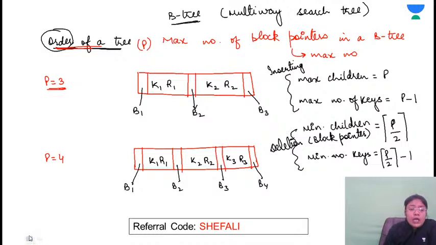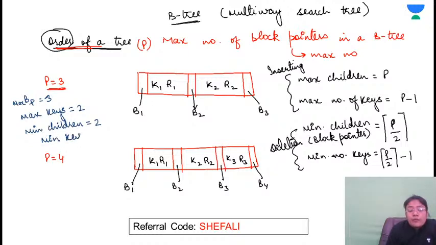Yes? So in this case, what will be the maximum number of block pointers? It will be 3. Maximum keys will be 2. Minimum number of children or block pointers will be 3 divided by 2. 3 divided by 2 means we have to take its ceiling value, which comes out to be 2, and minimum keys in a node should be 2 minus 1, which is 1. I hope that till this point it's clear.